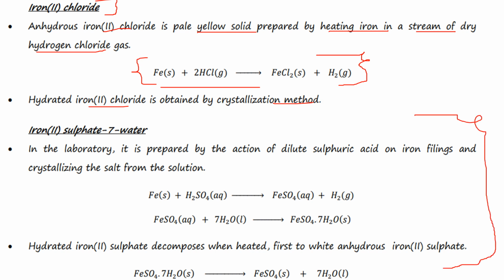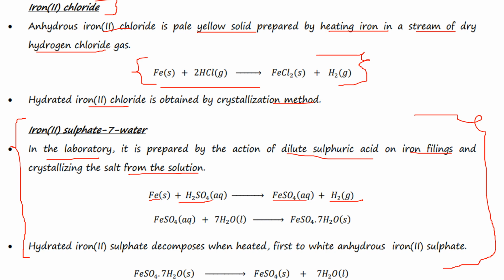Now let's look at the individual procedures by which you can prepare hydrated iron 2 sulfate. So we're going to say that in the laboratory, because that's where such reactions are made, it is going to be prepared by the action of dilute sulfuric acid on iron filings and the crystallization of the salt from the solution. So the first reaction is getting your iron filings, and then you react it with warm dilute sulfuric acid. Now when you react the iron as an element with warm dilute sulfuric acid, we are going to form iron 2 sulfate together with hydrogen gas.